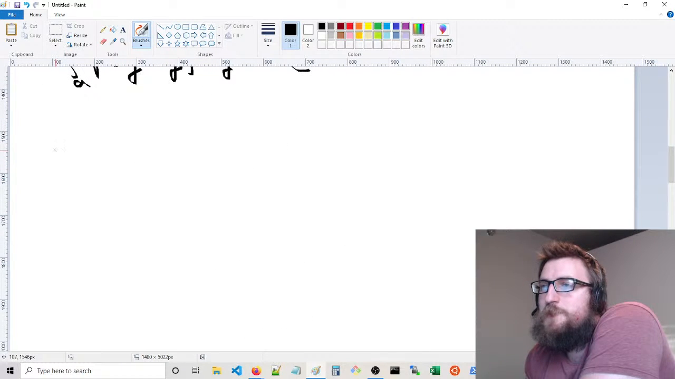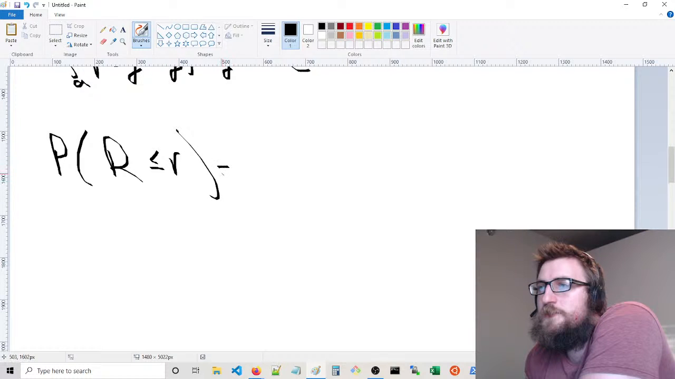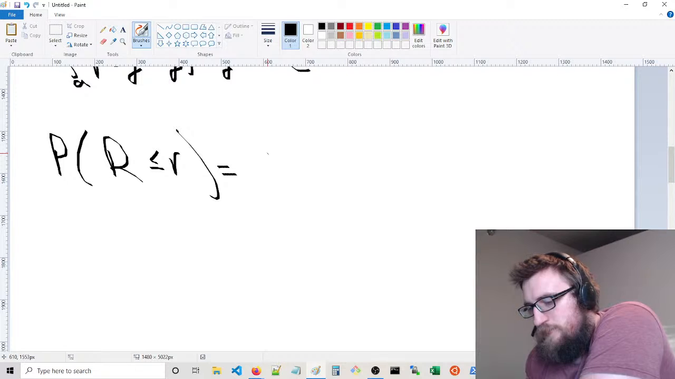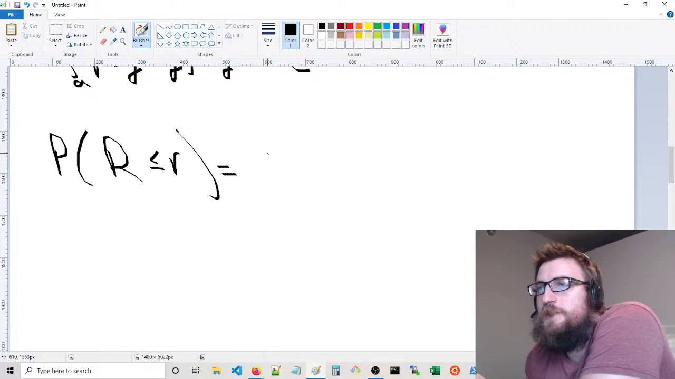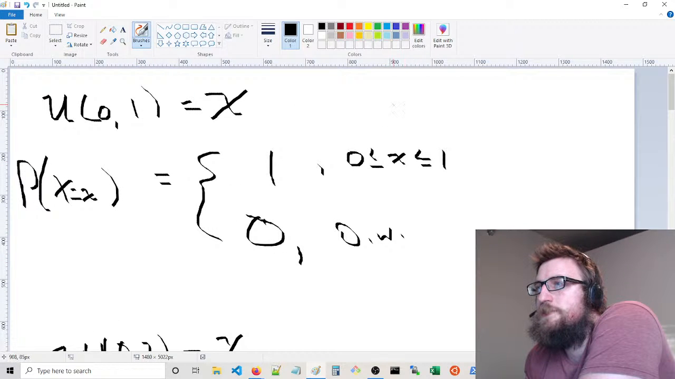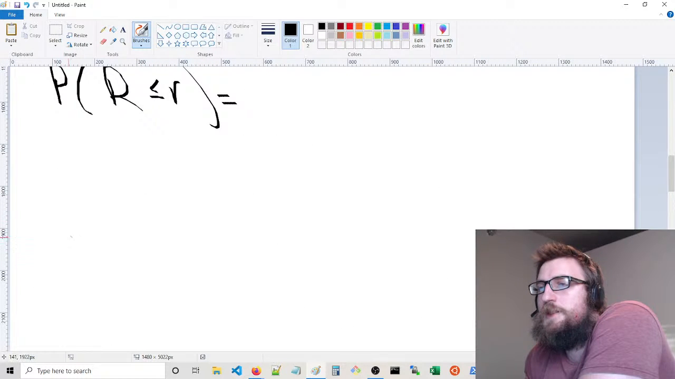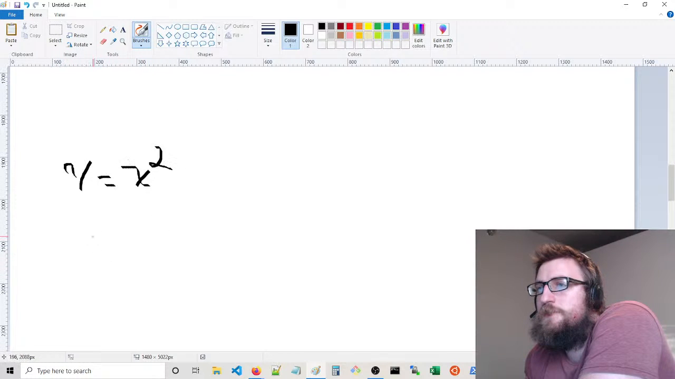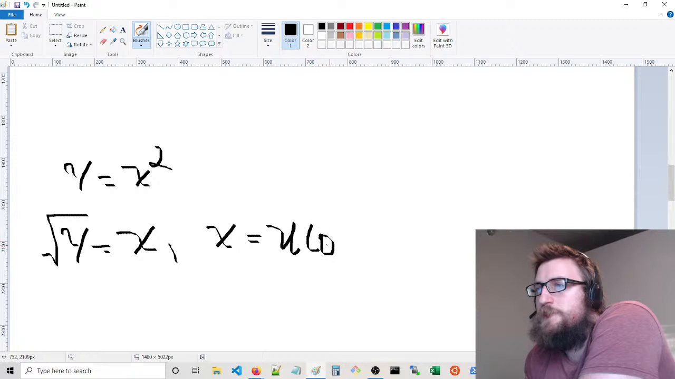It's kind of what I was saying before. There's some probability that we have. It's probably a big R. The probability of big R being less than a particular radius is, we want to find the distribution of R. That probability function, we can say, well, I guess the question is, if U of 0, 1 is x, and we had y equals x squared, the square root of y equals x, but x was uniformly distributed, right?